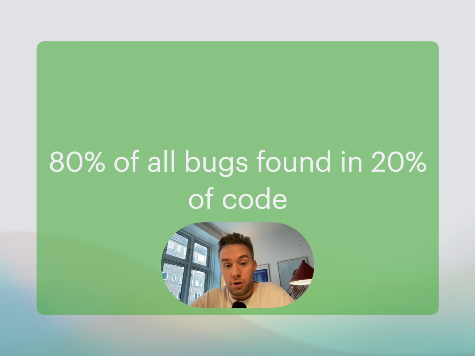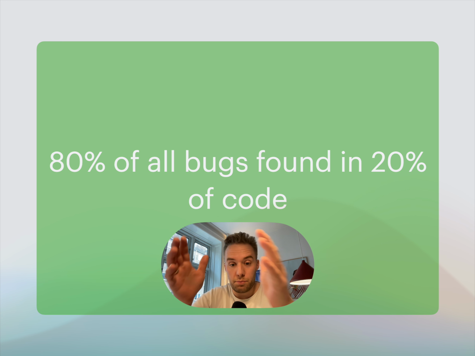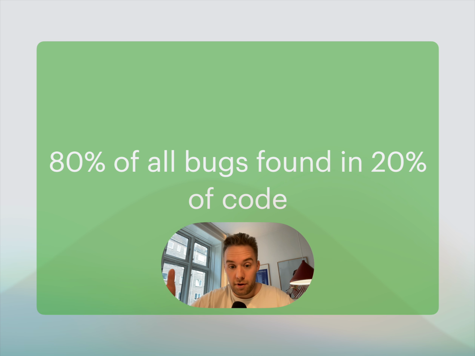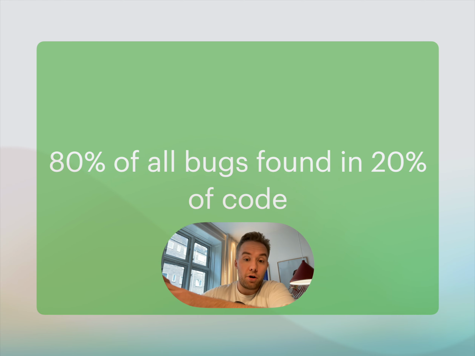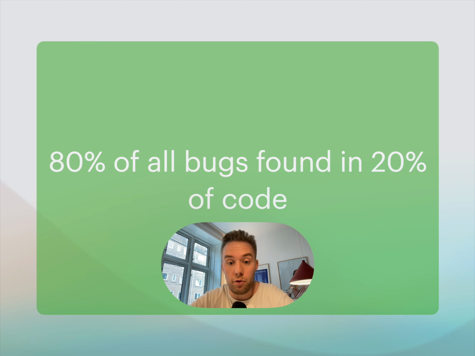So in general, from our discoveries, we can say that 80% of all bugs are found in 20% of the code. So there are specific parts, these 20% of the code, that have to do with 80% of the bugs. So 80% of all the other code has perhaps very few flaws.